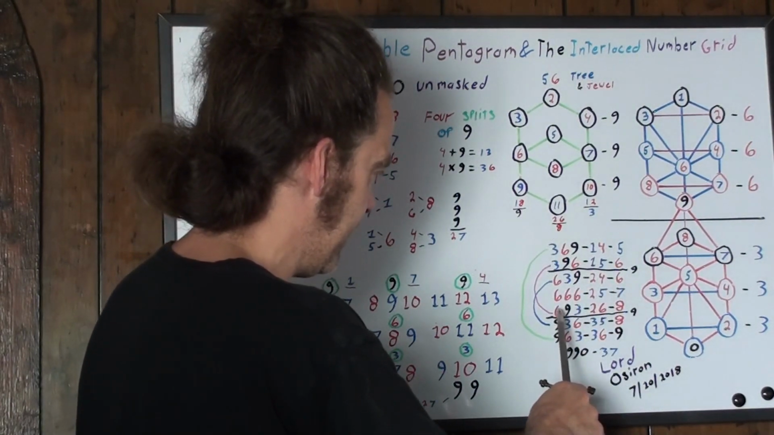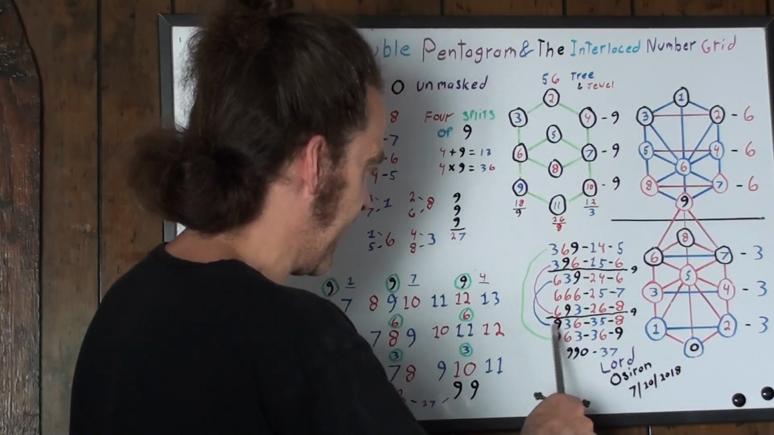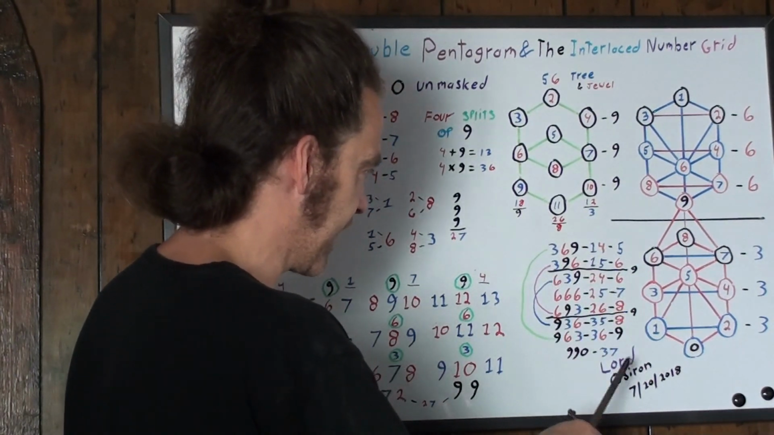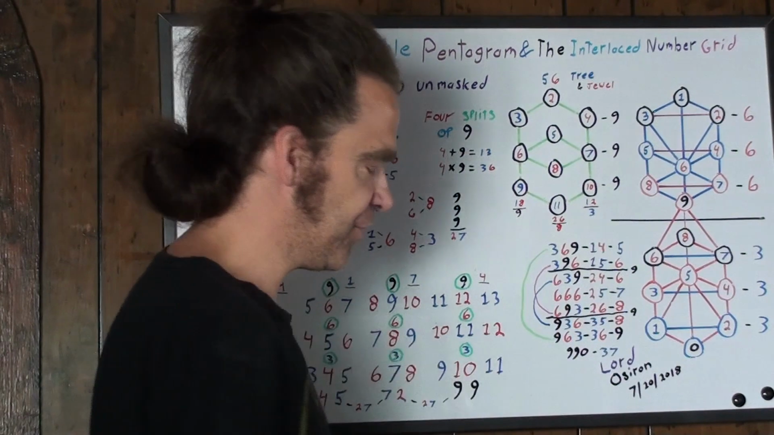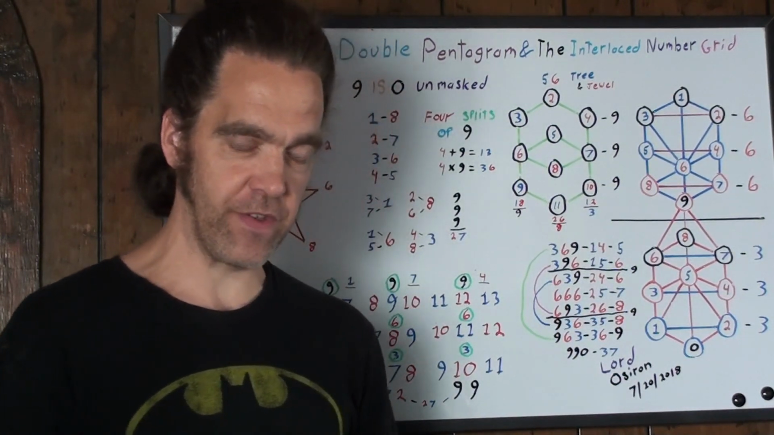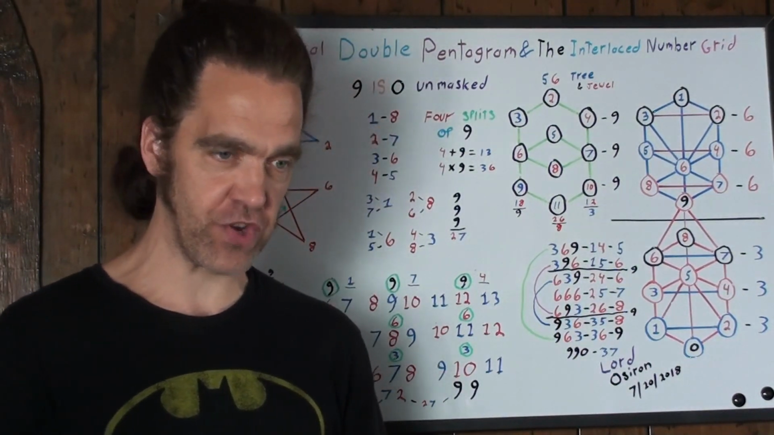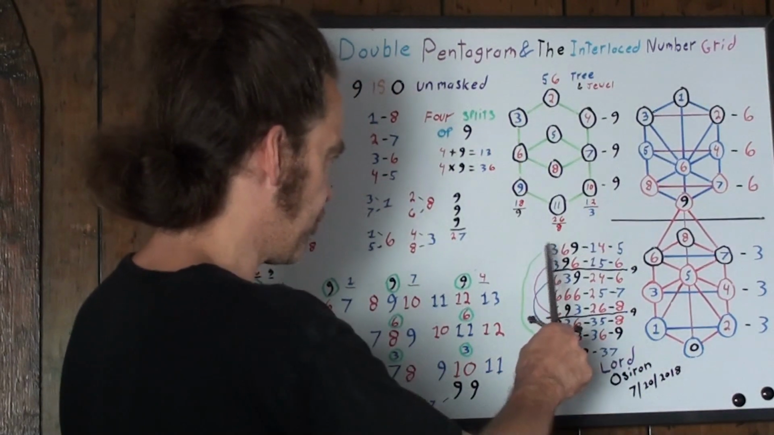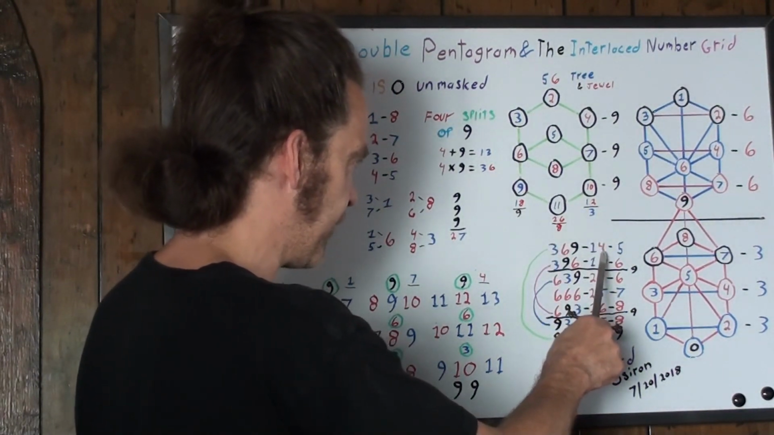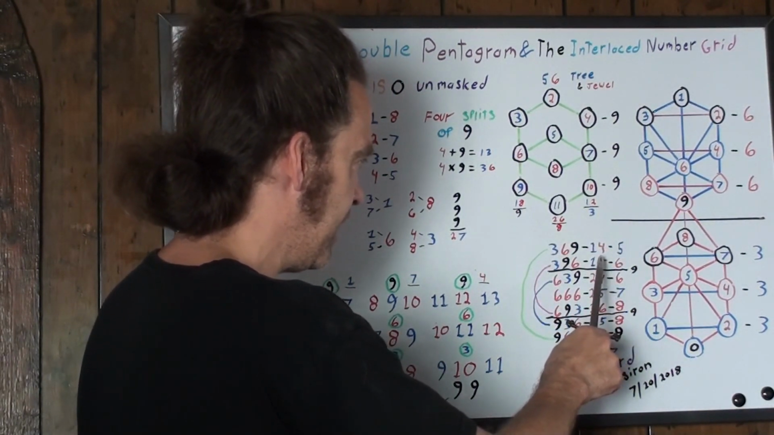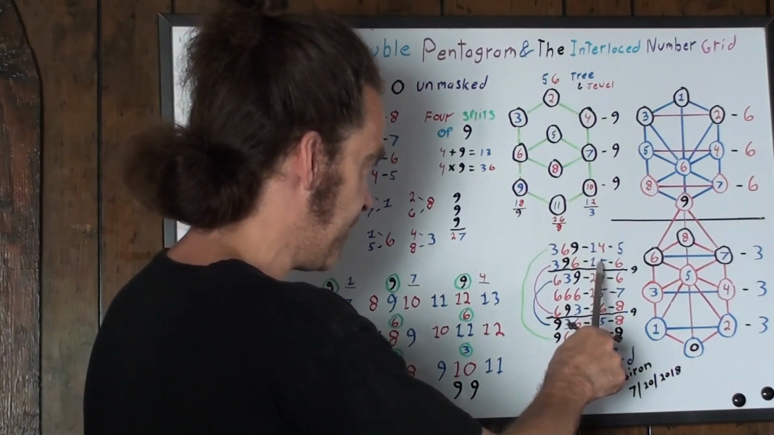And then it goes 693, 936, and then 963 again. And then what I have next to that is the number in the number sequence in the string where it shows up. So the first 369 shows up at the 14th spot. The second one is right next to it in the 15th spot.